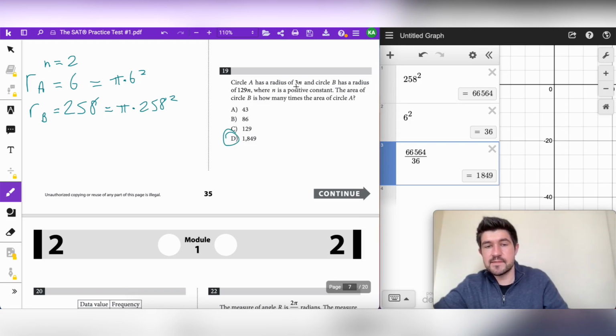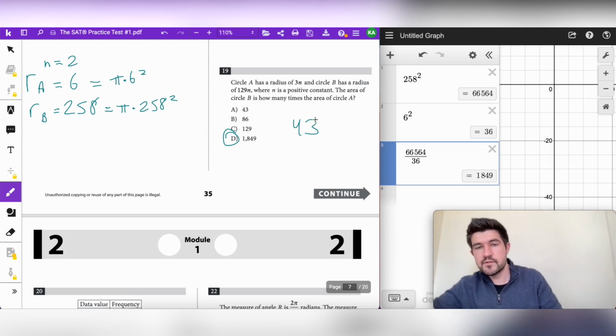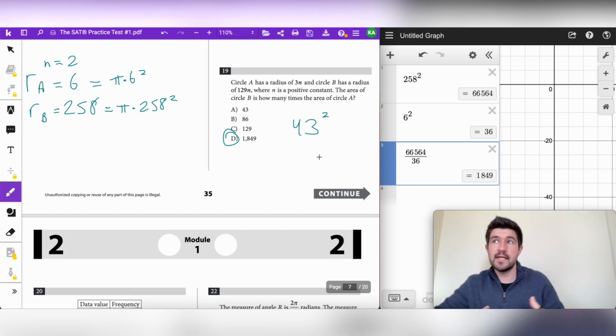129 divided by 3 is, I think, 43, right? 129 is 43 times bigger, and the radius is 43 times bigger. But if we have our area formula where we're squaring the radius, then we're just going to square this number, 43, and that'll show us how much bigger the area is going to be of the bigger one, if that makes sense. Okay, so anyway, we get D, 1,849.